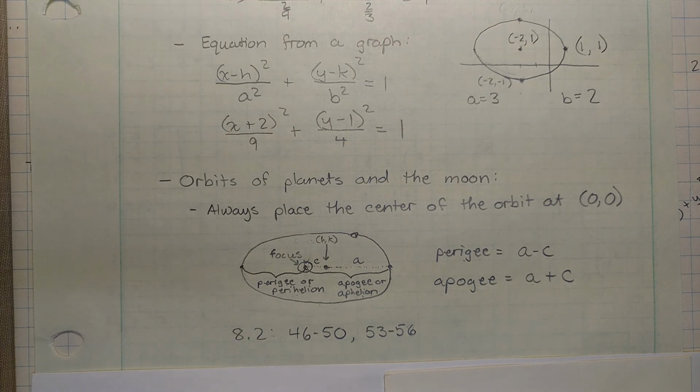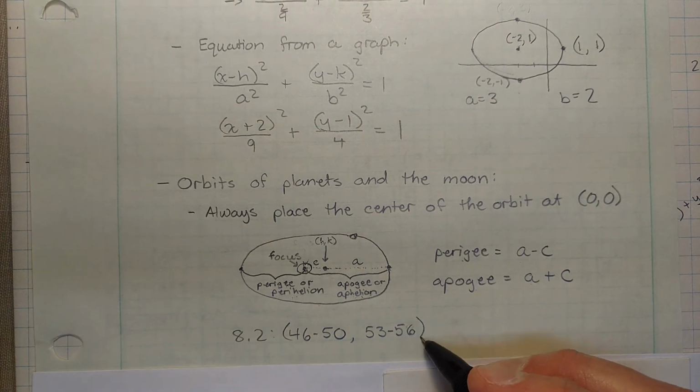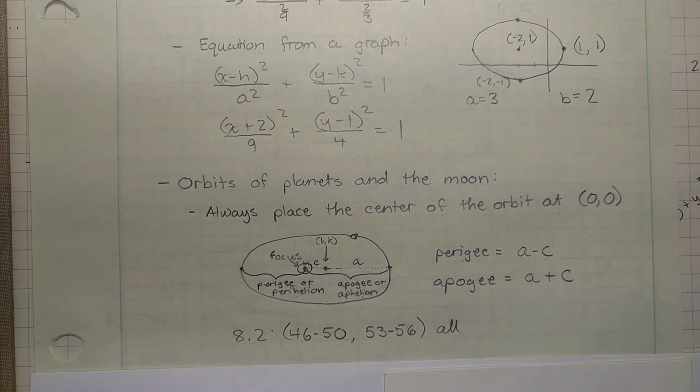So it's going to be 8.2, it's going to be 46 through 50, and then 53 through 56, and this is all of these problems here. So go ahead and take a look at those.